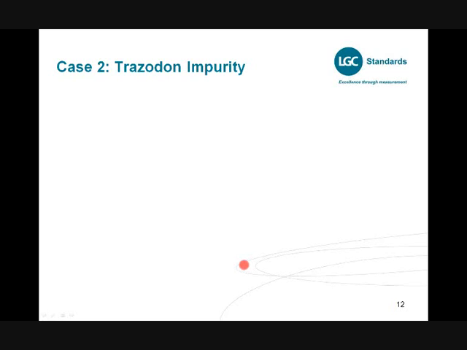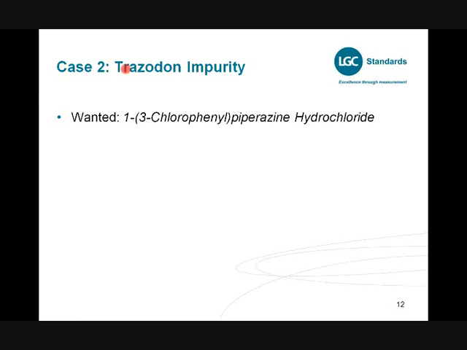We have a lot of queries on different IR spectra that we can explain with this phenomenon. The case number 2 here to show you about that is for a trazodone impurity, for this one here, chlorophenyl piperazine hydrochloride. That is a compound that we wanted to purchase from fine chemical trade, for example, in order to characterize it and to make a reference standard out of that fine chemical then.